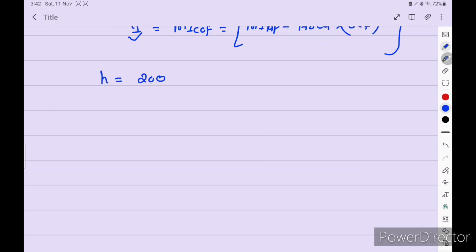H is equal to 200 meter divided by 11 minus 1, which is 200 by 10. So H value is 20 meter. Okay, now we make the table. So half ordinates, system multiplier, product, lever, product, lever, product.